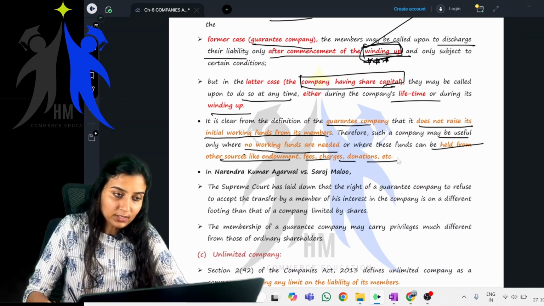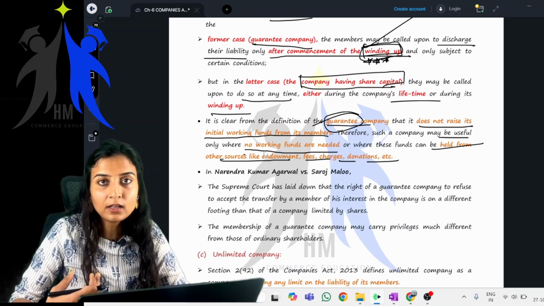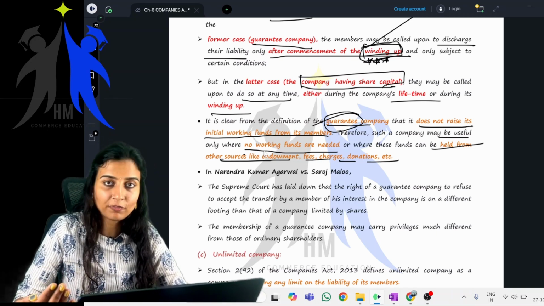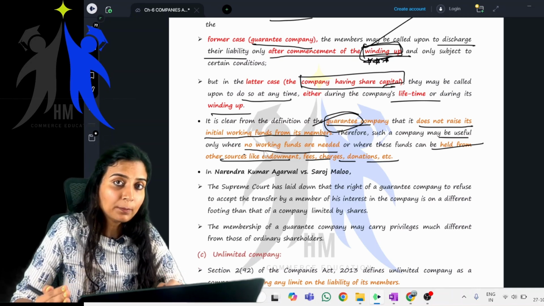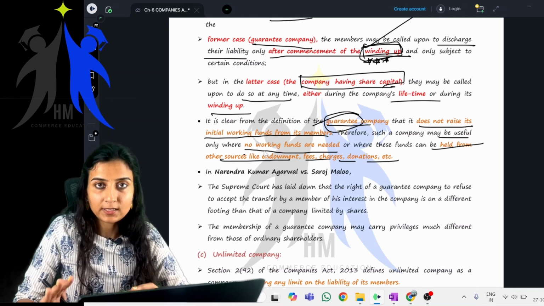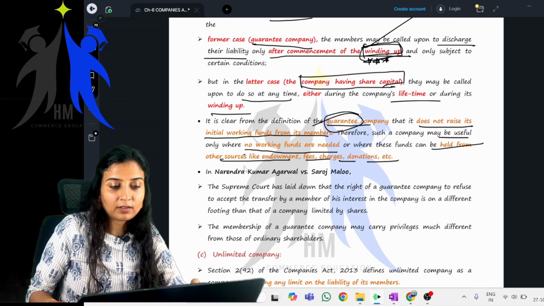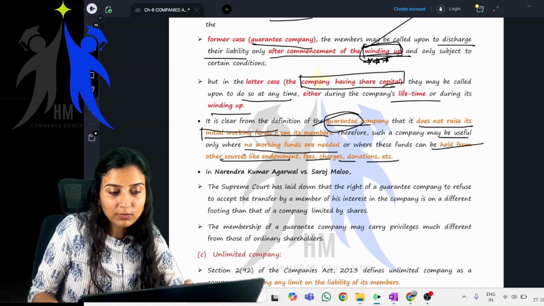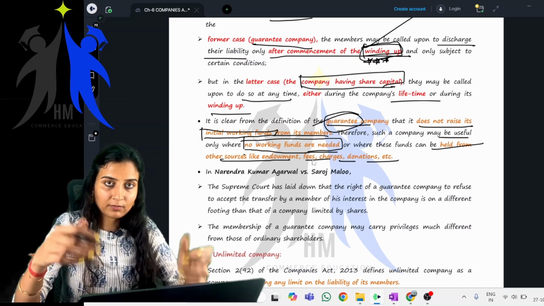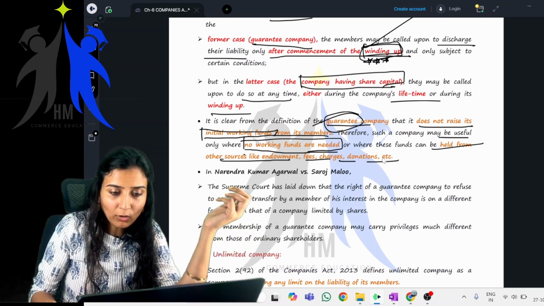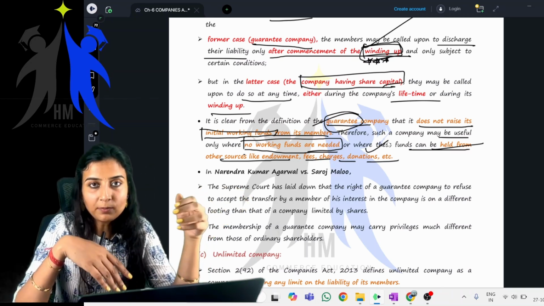So what they're trying to tell you is that in such guarantee companies, we are not collecting any funds from the members while we are running the business. We are collecting money only if the company closes down, only if the company liquidates. So these companies are formed when we do not need any initial working funds, or where the funds can be held from other sources like endowment, fees, donations, etc. They are getting donations from so many people.